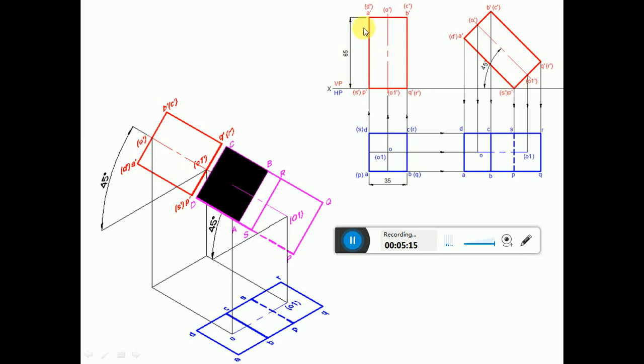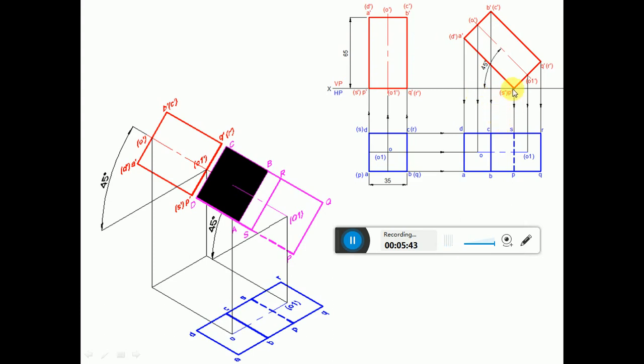Since this edge and this rectangular face and this axis are parallel to each other, O dash O1 dash is parallel to VP. Therefore, the axis length is the true length here. Since the axis given is also a true inclination, you can transfer it directly. That means you can redraw the same sketch by rotating it at an angle of 45 degrees.